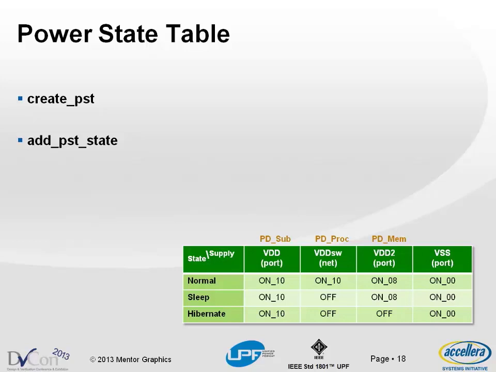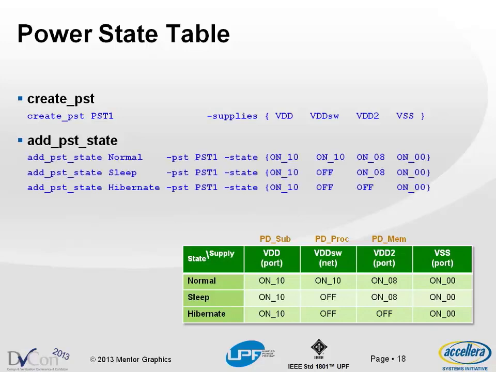So can we describe this in UPF? The answer is yes. We have commands called create PST and add PST state. Create PST essentially creates the header of a table like this. You can see VDD, VDSW, VDD2, VSS. That's the header. And add PST state allows us to specify those three states in terms of the values of the corresponding supplies in the header. So this set of commands up here is identical to this table.